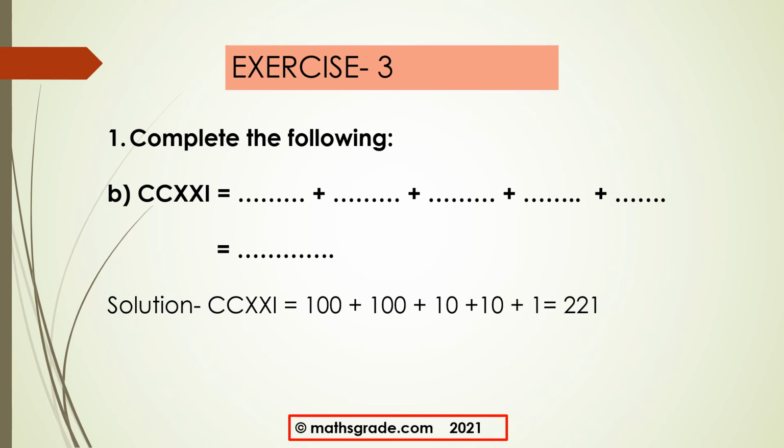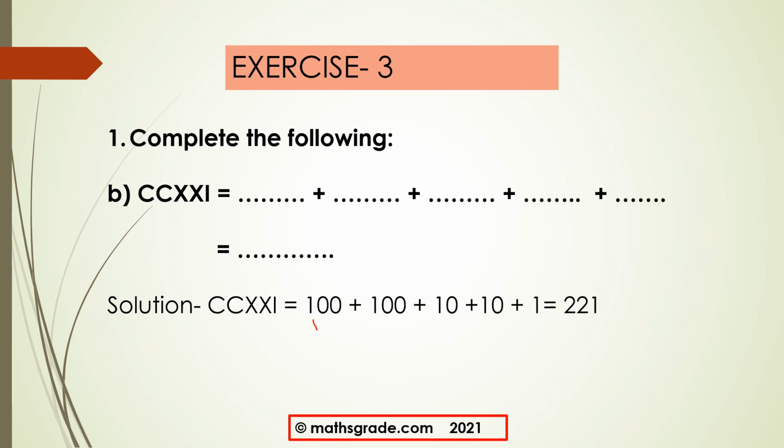Now we solve question number 2, part B: CCXXI. Here the value of the Roman numeral C is 100, the value of X is 10, and the value of I is 1. Here 100 is the larger value and X, which is 10, is the smaller value. 10 is written to the right side of the larger value 100. So we have to add C plus X plus I.